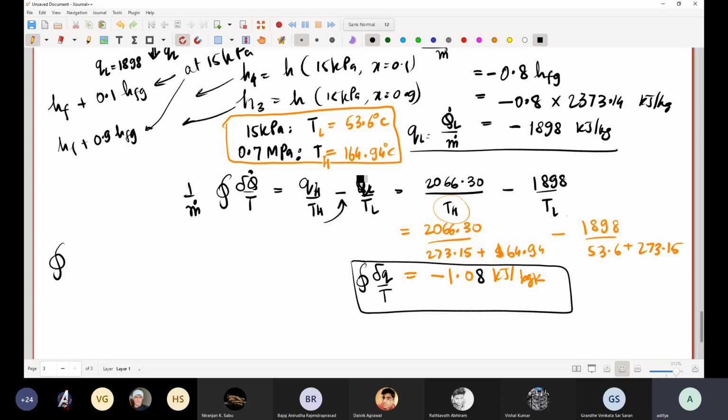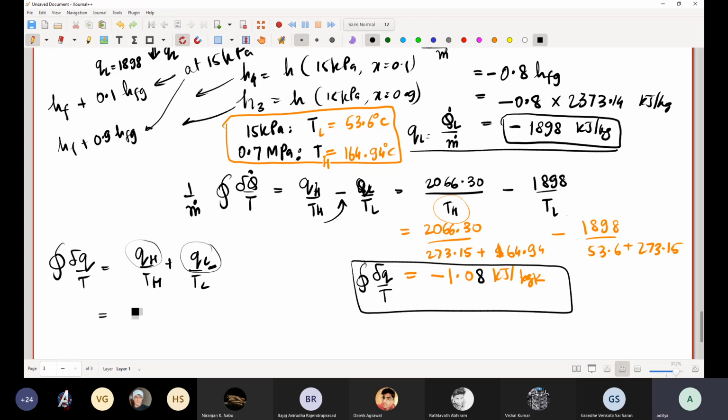Meaning, because I have accounted for the sign of QL, I will write this negative quantity. Ideally, this expression I could have written as QH over TH plus QL over TL. Because QH is absorbed by the system, this entity in its totality will be positive, and because QL is lost by the system, this entity in totality will be negative. Meaning this QL will now exactly account for this sign.